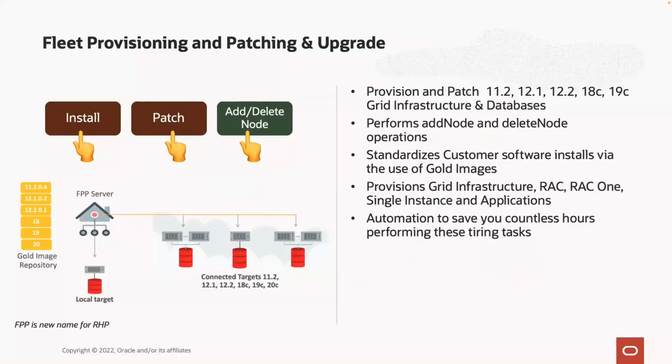FPP actually does not only installation. Installation is very easy. Installation can be done. You have Vagrant scripts. You can write your own script. That's not the hard part. The hard part is patching, and also the hard part is adding and deleting nodes. All of this can be done by FPP, and you can have what we call a gold image. You can have your own gold image. With one click, you basically click once, and automation will make sure that it saves you countless hours of performing this task.